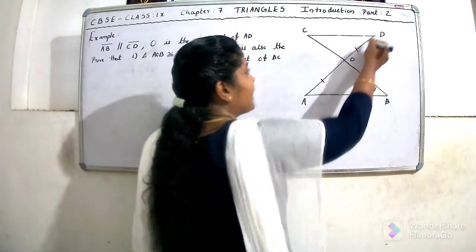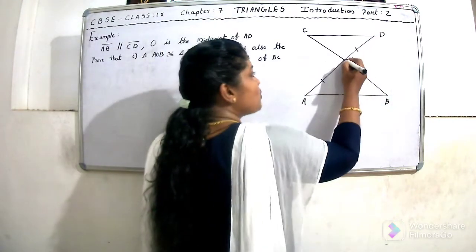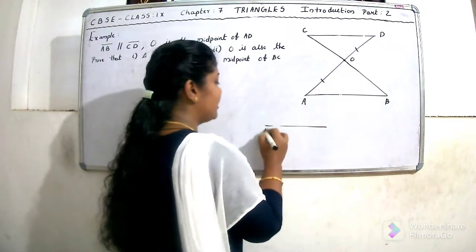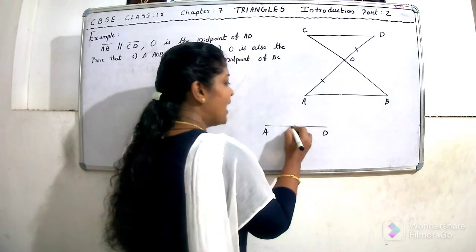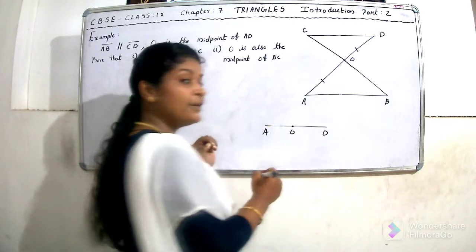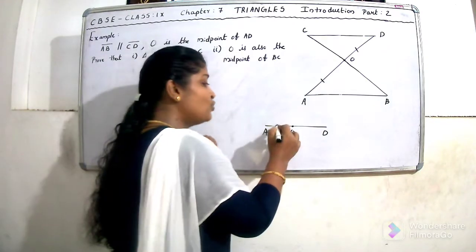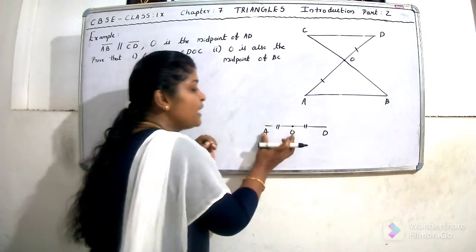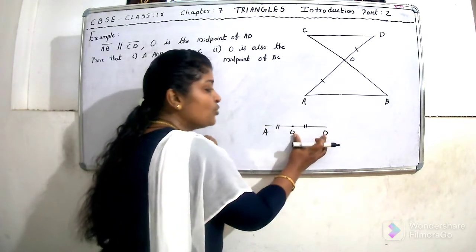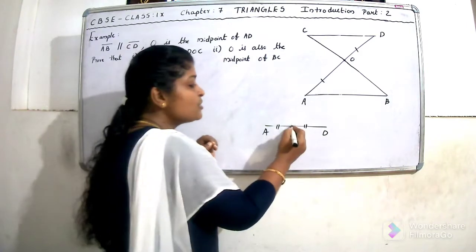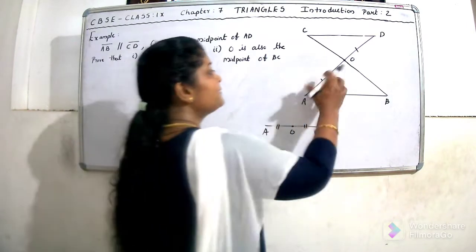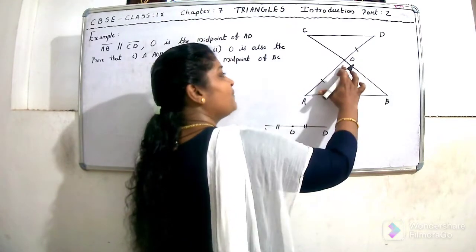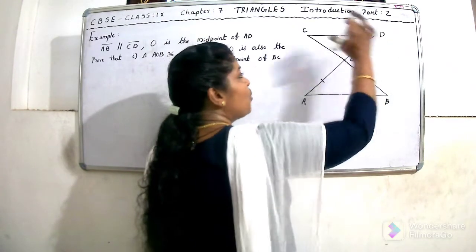So AB is the line. This one is AD, and this O is the midpoint. If we are taking any line segment, suppose AD, and we are saying O is the midpoint, then we have to understand that these two line segments are equal. That means the length of AO is equal to the length of OD. Why? Because this is the midpoint. Similarly here, AD's midpoint is O, so AO equals OD.